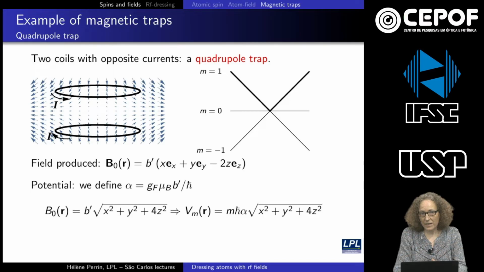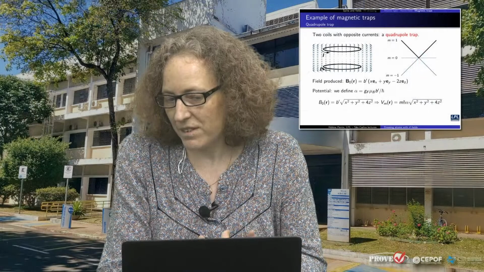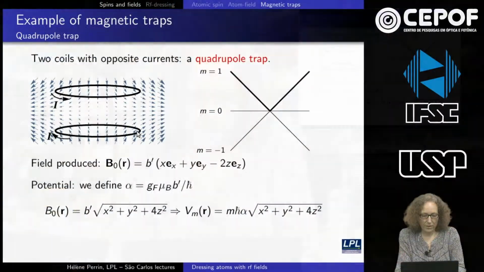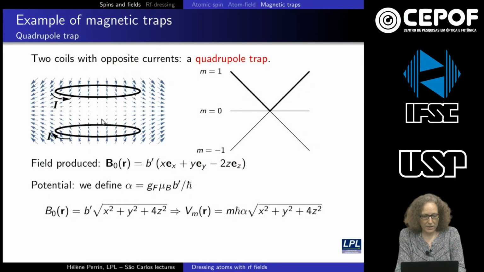So now let me give you a few examples of magnetic traps, starting with the simplest one. We take just 2 coils with opposite currents. This creates a spherical quadrupole with a field which is 0 in the center and then increases when you go away. So this is the expression of the magnetic field.